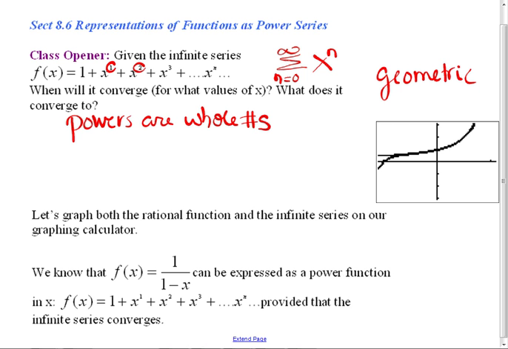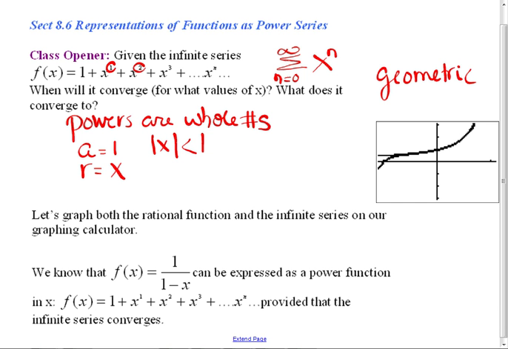And unless you want me to get the graphing calculator out again, we put this on our calculator, and this is one you have to memorize. What is our a value? 1. What's the r value? x. When does this converge? When the absolute value of x is less than 1. Remember that? Geometric series converge when the common ratio is between 1 and -1.